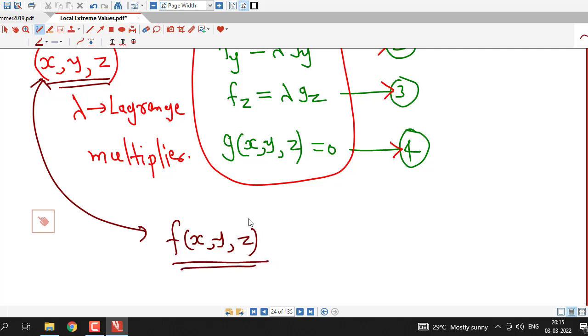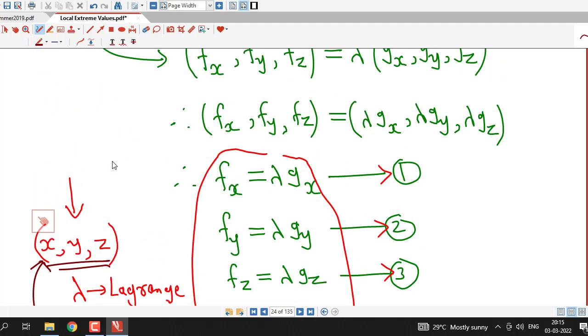So whatever number of points we obtain, we will find out the value of f of x, y, z at those points. Now the point at which the function is maximum, that will be the point of maximum, and we will find out the point at which the function is minimum. So in that way we can decide the points x, y, z at which the function is maximum or minimum, and we can find out the maximum and minimum value by finding the value of function f at that point.